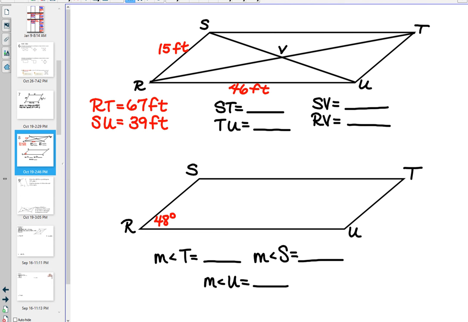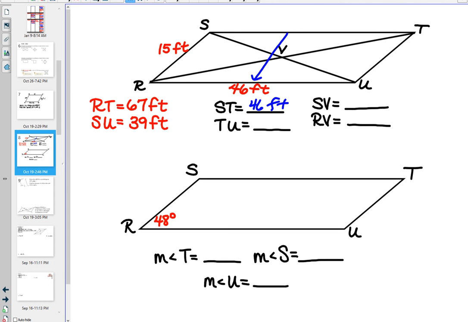The parallel part of it is more helpful when it comes to finding angles. We're not looking for angles here. We're looking for a side. So if opposite sides are congruent, how long is ST going to be? ST is the same as what the cross went. 46. Yeah, 46 feet.